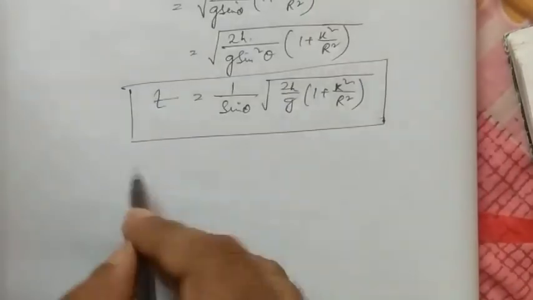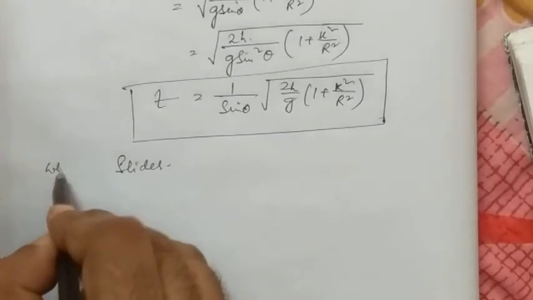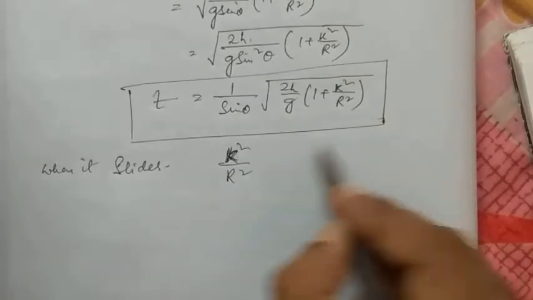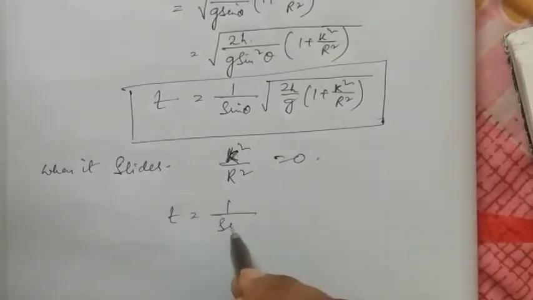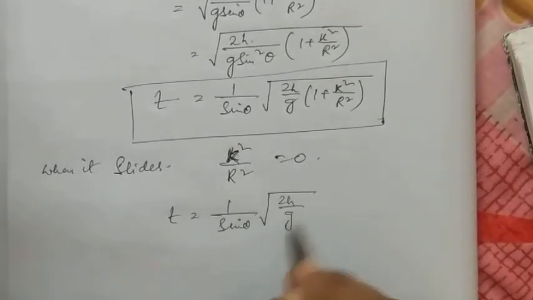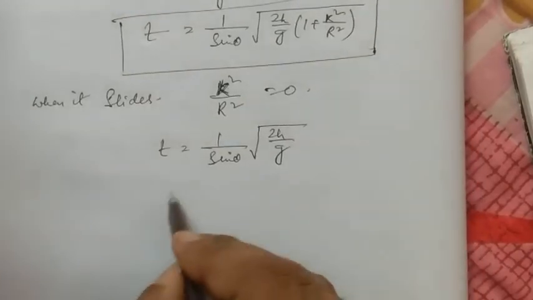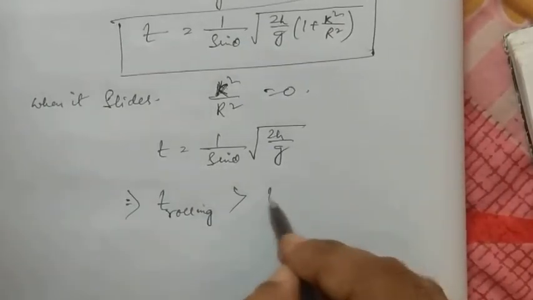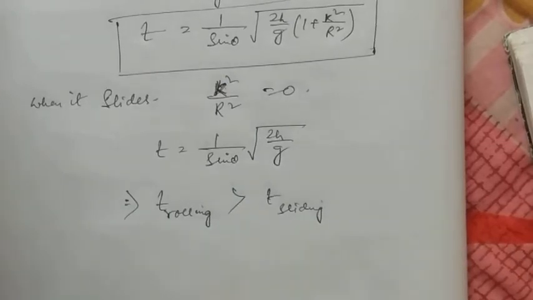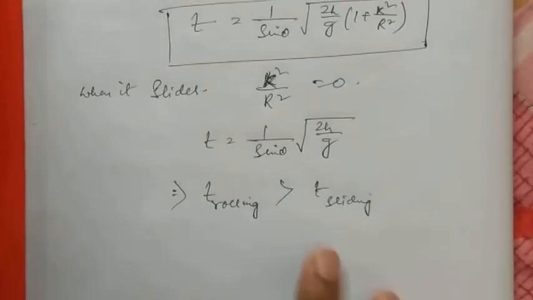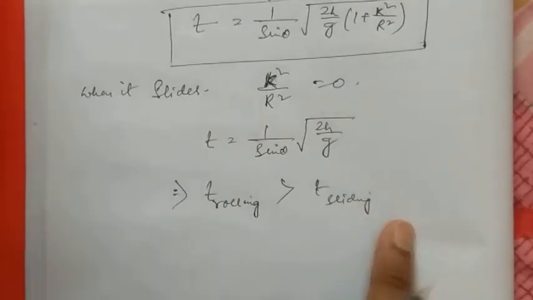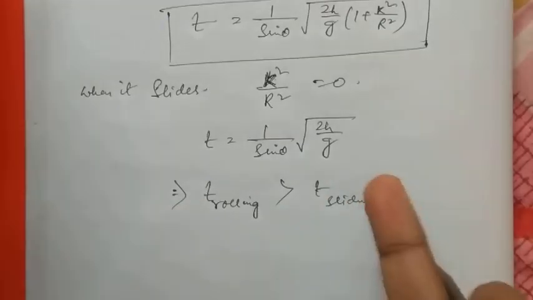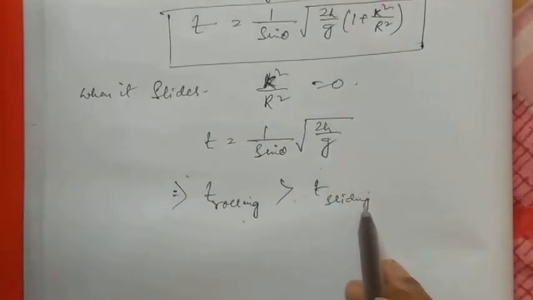Again, the sliding condition. When it slides, similar case, k square by r square is equal to 0. Therefore t is equal to 1 by sine theta times the square root of 2h by g. So t of rolling will be greater than t of sliding. If the body slides, the time taken for sliding will be less. Now this is contradictory to the first two cases of velocity and acceleration, where the sliding part was greater than the rolling part. Here the rolling part is greater than the sliding part. Time of rolling is greater than the time of sliding.